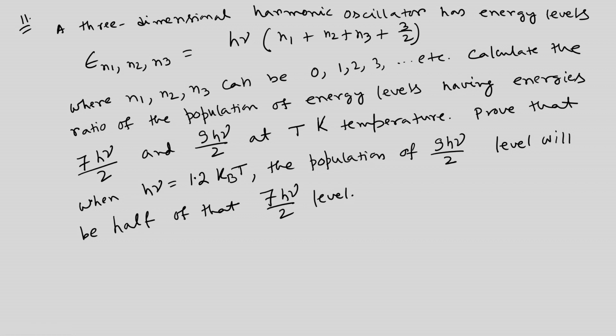So, this problem says a three-dimensional harmonic oscillator has energy levels epsilon n1, n2, n3 equals h nu times n1 plus n2 plus n3 plus 3 by 2, where n1, n2, n3 can be 0, 1, 2, 3, etc. Calculate the ratio of population of energy levels having energy 9 h nu by 2 and 7 h nu by 2 at T Kelvin temperature. And we need to further prove that when h nu equals 1.2 kBT, the population of the 9 h nu by 2 level will be half of that of the 7 h nu by 2 level. So, how to solve this problem?